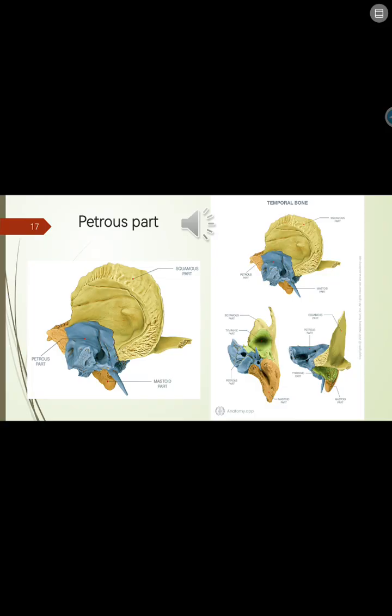When we see the apex of the petrous part, we can see the anterior opening of the carotid canal. The apex of the petrous part limits the foramen lacerum posteriorly, or we can say posterolaterally.